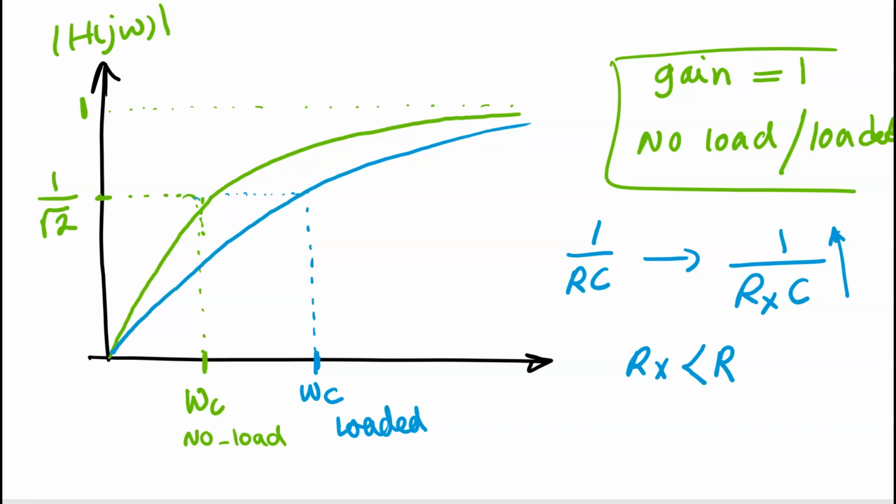So at the end, the gain for high frequencies is equal to 1, but the cutoff frequencies of the loaded and not loaded situations are going to be different. So the cutoff frequency of no load is going to be smaller than the cutoff frequency of the loaded scenario. Okay, now let's look at another example and see what happens if we add a load to a particular filter.